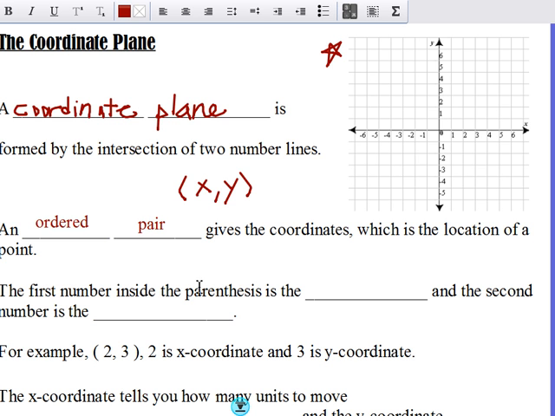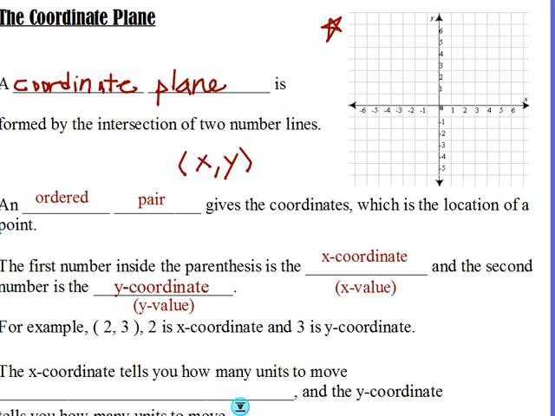Now, the first number inside the parentheses, in this case x, is called the x-coordinate. This first number inside the parentheses is known as the x-coordinate, but it's also known as the x-value. You probably want to write this on the bottom, in parentheses, x-value. The x-coordinate is also known as the x-value. Then the second number would be the y-coordinate, which is also known as the y-value. So in this ordered pair, the first one is the x-value and the second is the y-value.